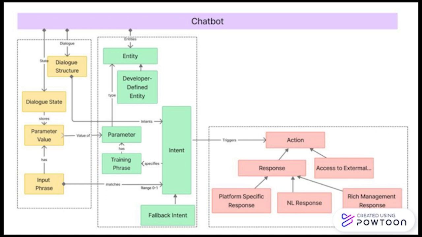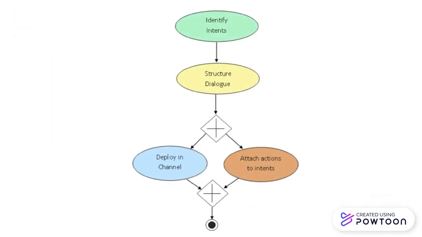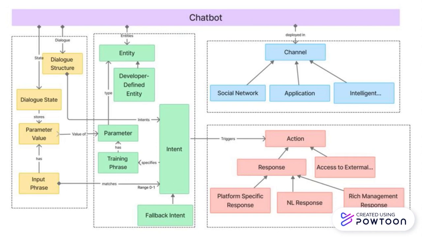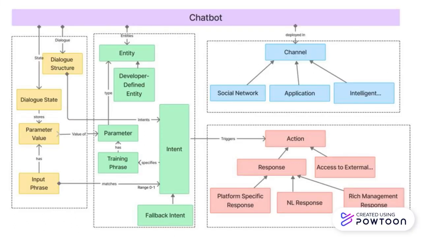And finally, the Response and Access to External Service box handles responses to the user and facilitates access to external services if needed. The final section is the Deployment section, which segregates possible actions in a channel for a particular type of application like social network, for example WhatsApp and Telegram, applications using API and intelligent speakers like Alexa.